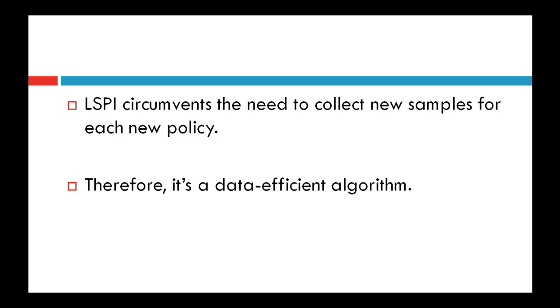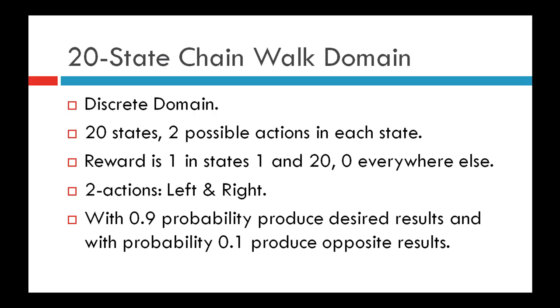So the overall picture is that LSPI circumvents the need to collect new samples for each new policy, and therefore it's an off-policy algorithm. It uses the samples from any random policy, and therefore it's a data efficient algorithm because you don't ignore the data collected using the previous policy. You can gather data from any random policy, and then you can use all the data to compute the value function for a given policy.